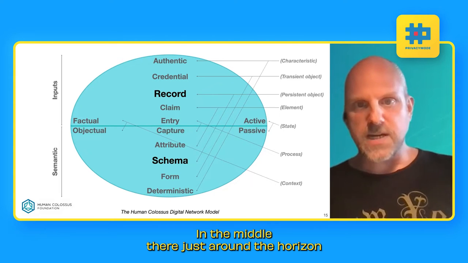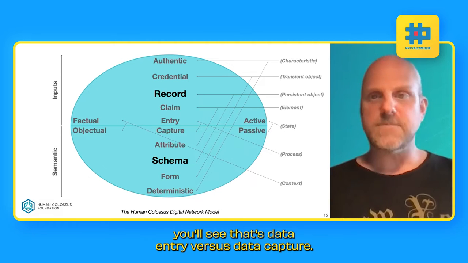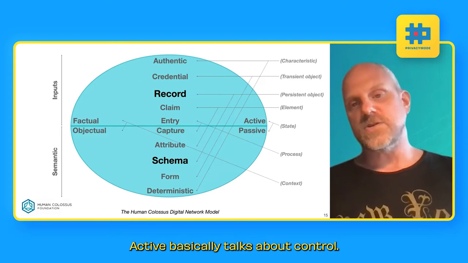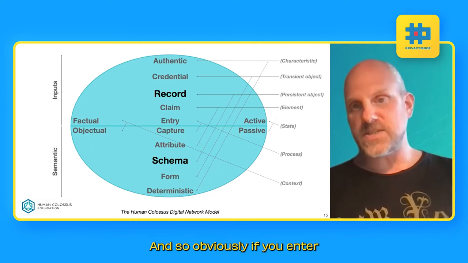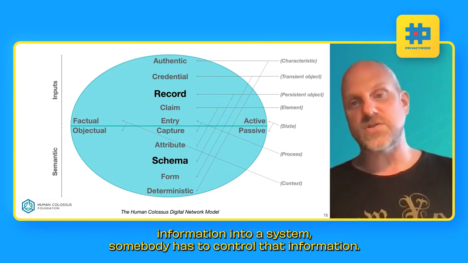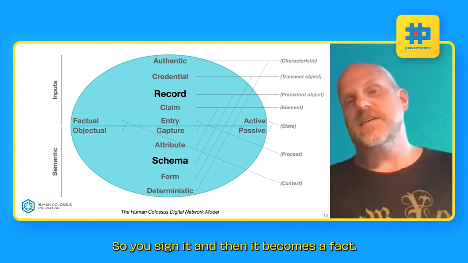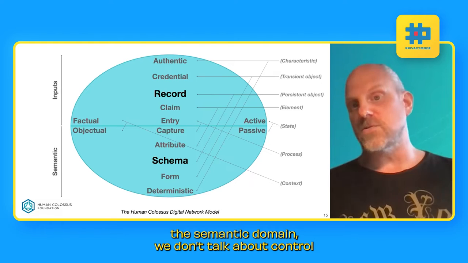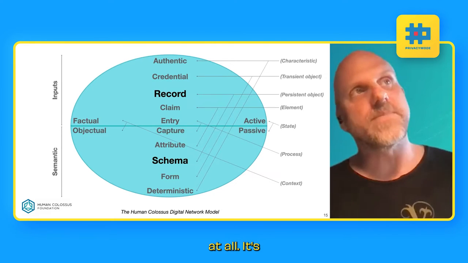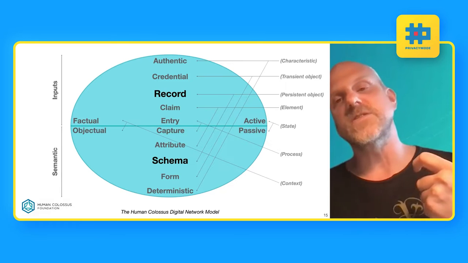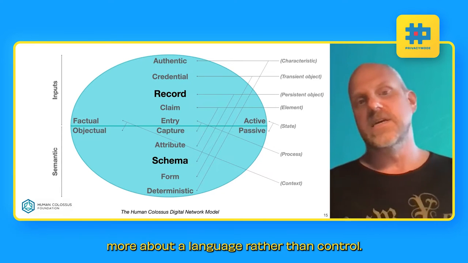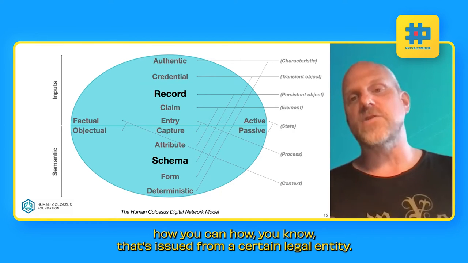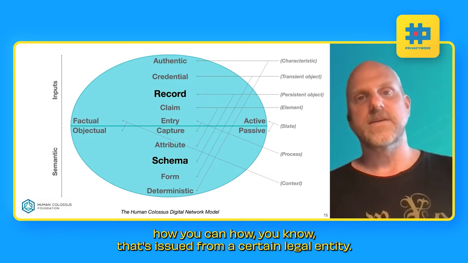In the middle there, just around the horizon, you'll see data entry versus data capture. Active and passive. Active talks about control. If you enter information into a system, somebody has to control that information. So you sign it, and then it becomes a fact. On the other side of the model, the semantic domain, we don't talk about control at all. It's more about a language rather than control. And I can explain a little about how, if you issue something, you know it's issued from a certain legal entity.